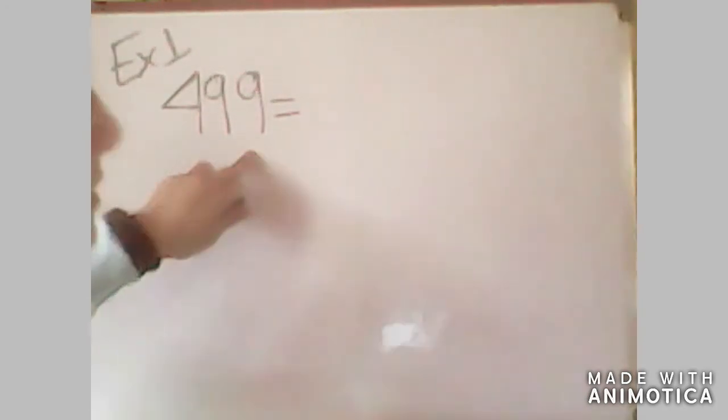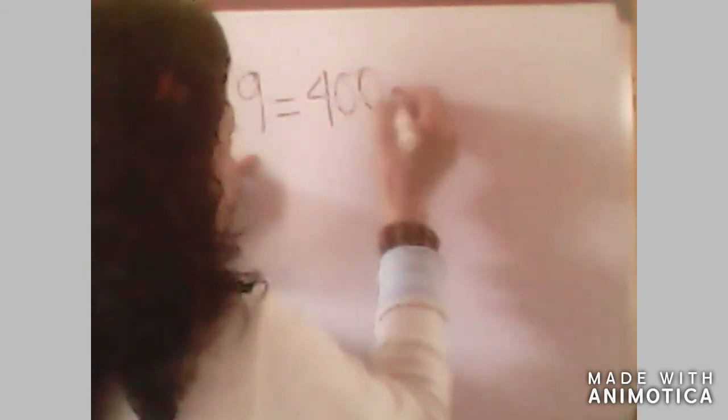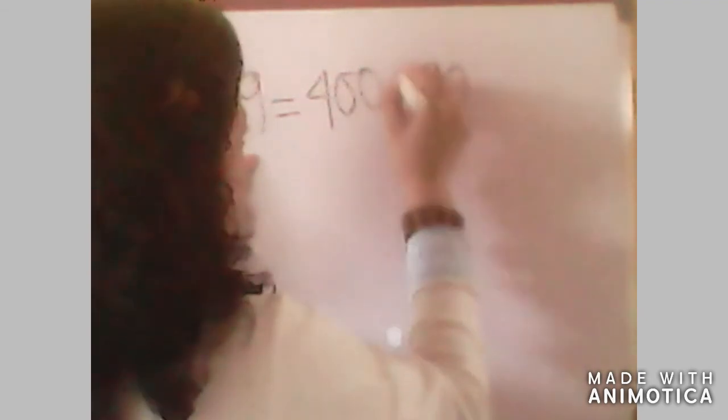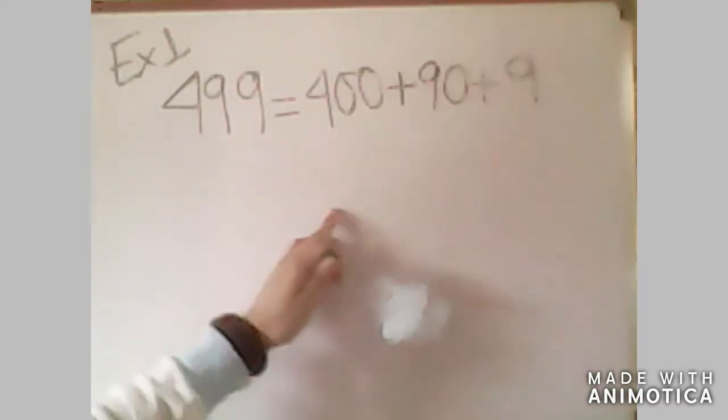Example number 1. The number is 499. Now, how will we write it in Roman numerals? To do it, first we will split the number into 1000 base, 100 base, 10 base and unit. So here 499 we can write as 400 plus 90 plus 9. We can write it easily.